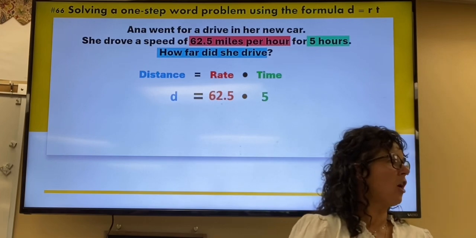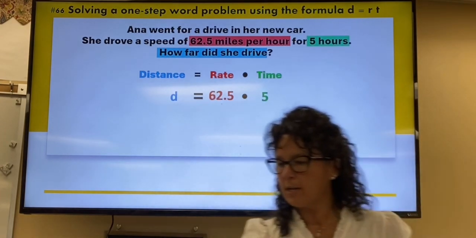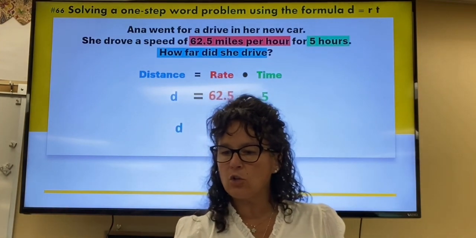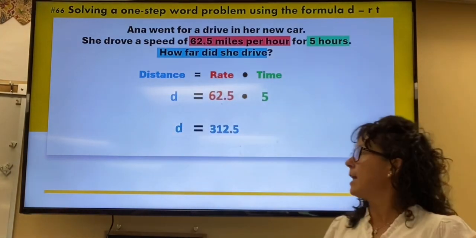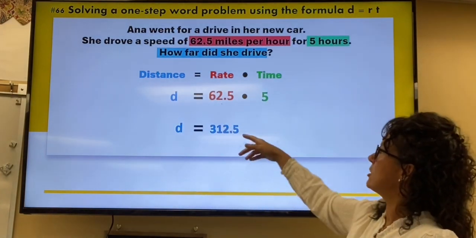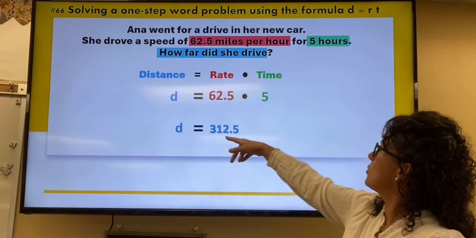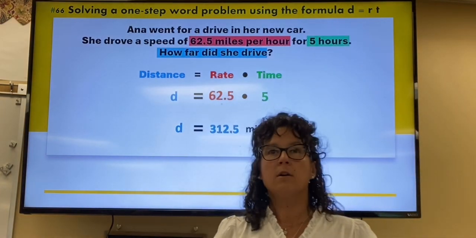The letter D is already by itself. So I just need to multiply these together. And if I multiply 62.5 by 5, I end up with 312.5. Again, it's a distance, so she drove 312.5 miles.